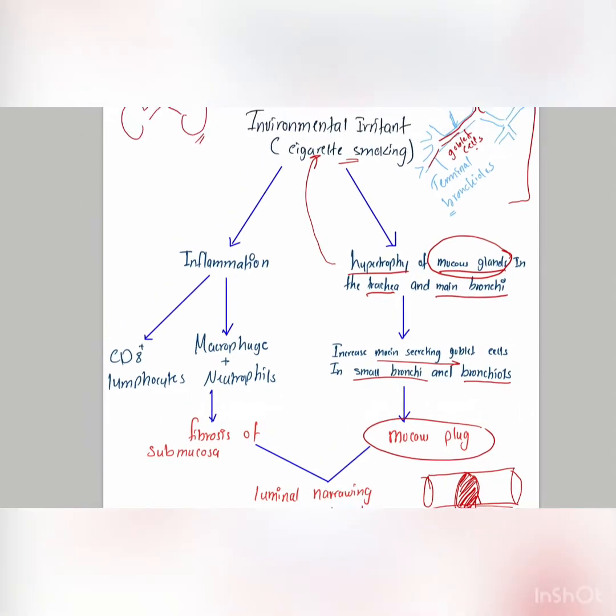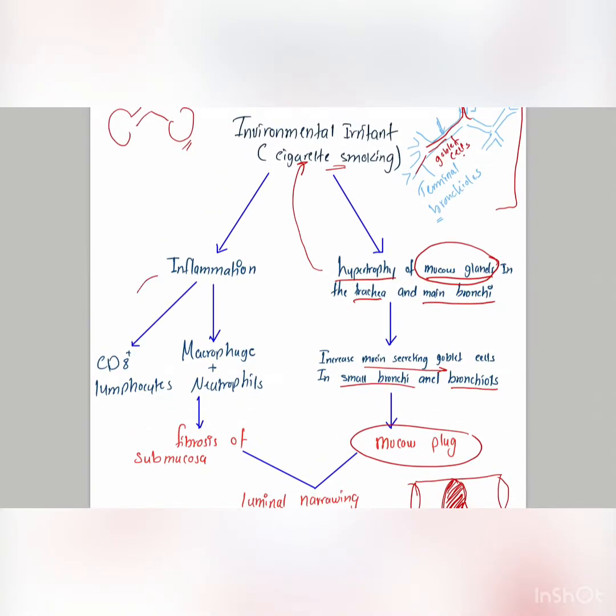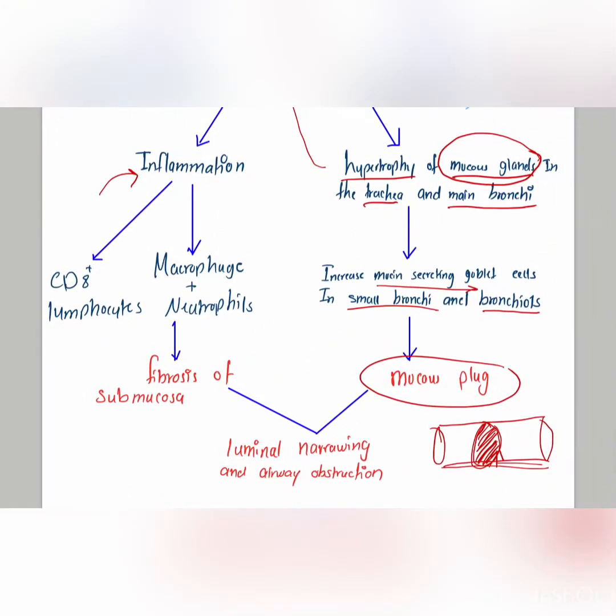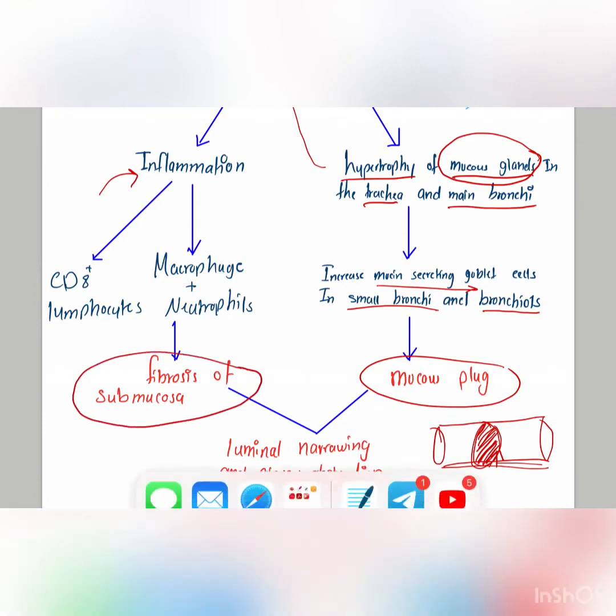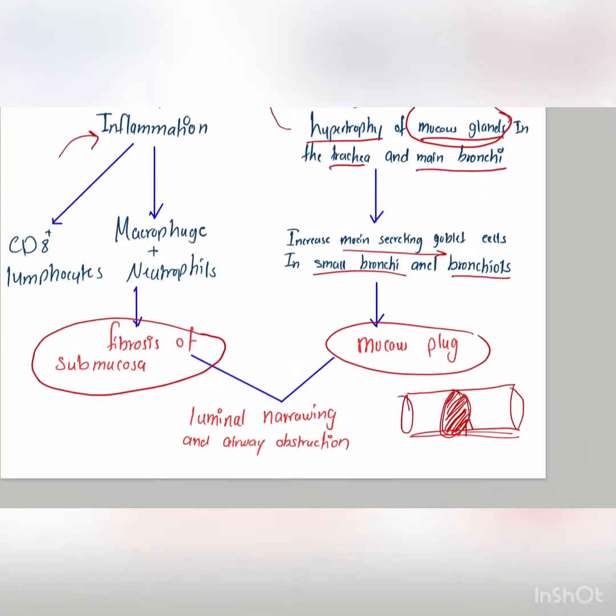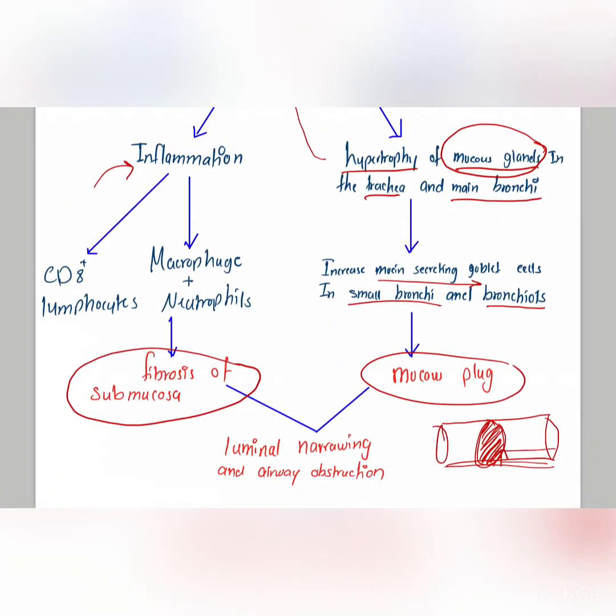In addition to that, cigarette smoking triggers inflammation and recruitment of inflammatory cells. The end result of inflammation is fibrosis of the submucosa. So in addition to the mucus plug, there will be fibrosis of the submucous layer, and so there will be narrowing. As a result of the mucus plug and fibrosis of the submucosa, there will be luminal narrowing and airway obstruction.